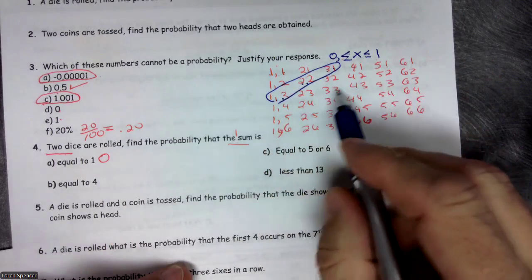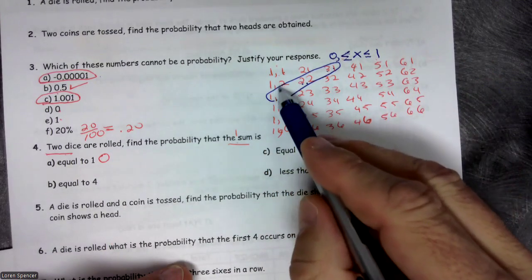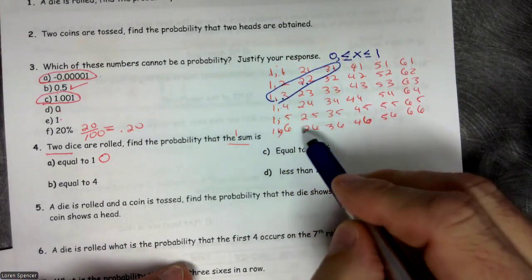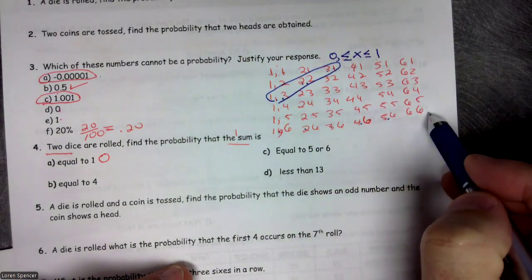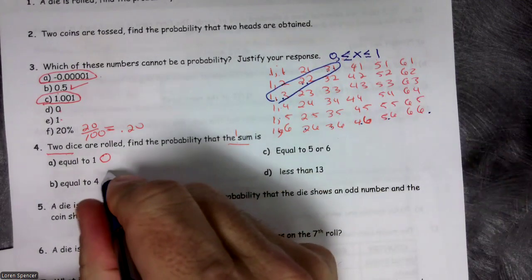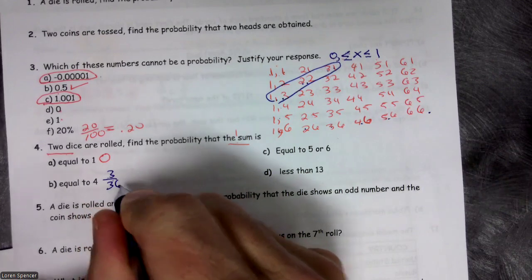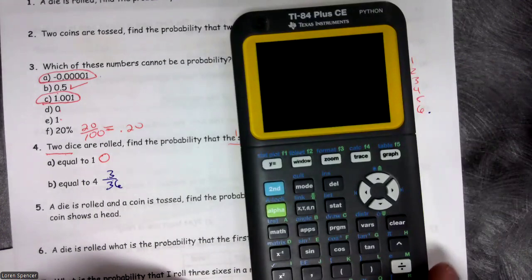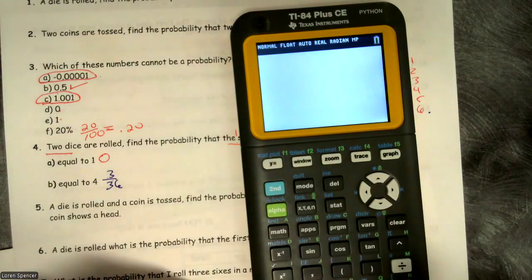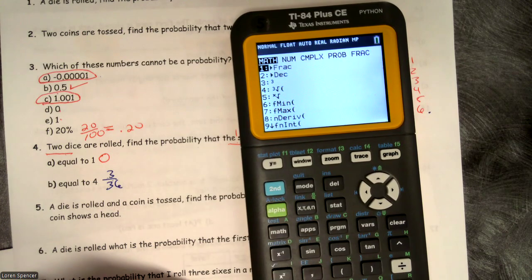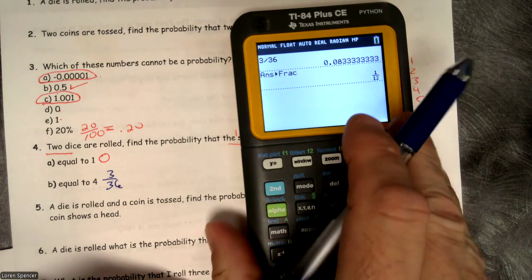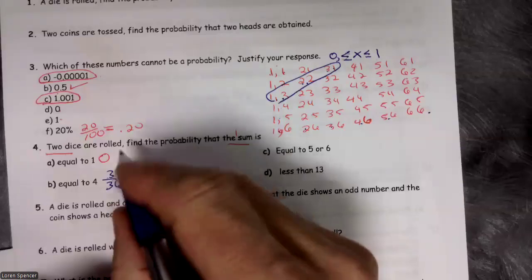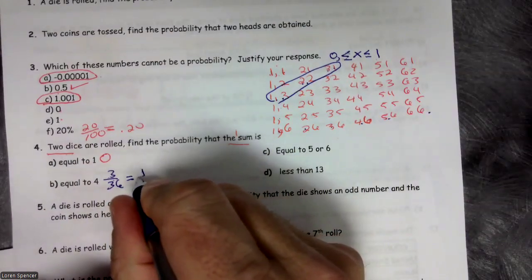So I have three possibilities, and there's 1, 2, 3, 4, 5, 6, 1, 2, 3, 4, 5, 6, 36. So 3 out of 36. I'm going to go back to my calculator just because I want to show you that it will reduce that fraction. But I want to see the original fraction, but 3 divided by 36. And I press the math button and then enter twice, and it comes out to be 1/12. So the calculator will reduce it.